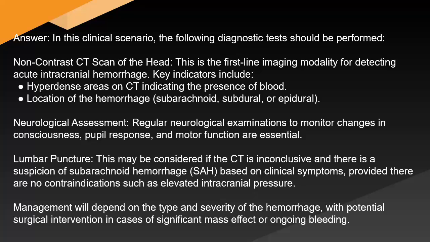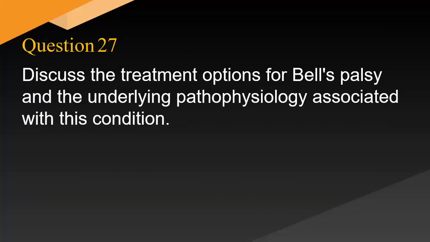Lumbar puncture. This may be considered if the CT is inconclusive and there is a suspicion of subarachnoid hemorrhage based on clinical symptoms, provided there are no contraindications such as elevated intracranial pressure. Management will depend on the type and severity of the hemorrhage, with potential surgical intervention in cases of significant mass effect or ongoing bleeding. Discuss the treatment options for Bell's palsy and the underlying pathophysiology associated with this condition.